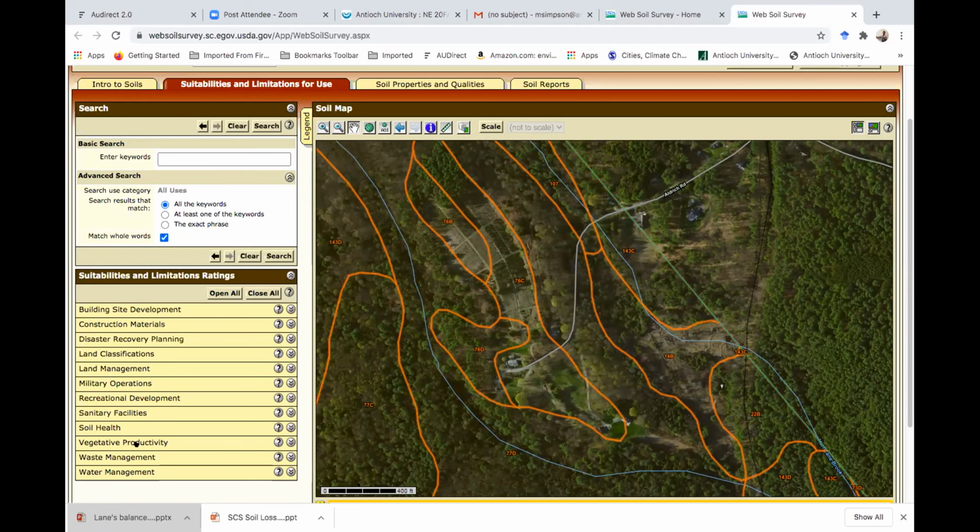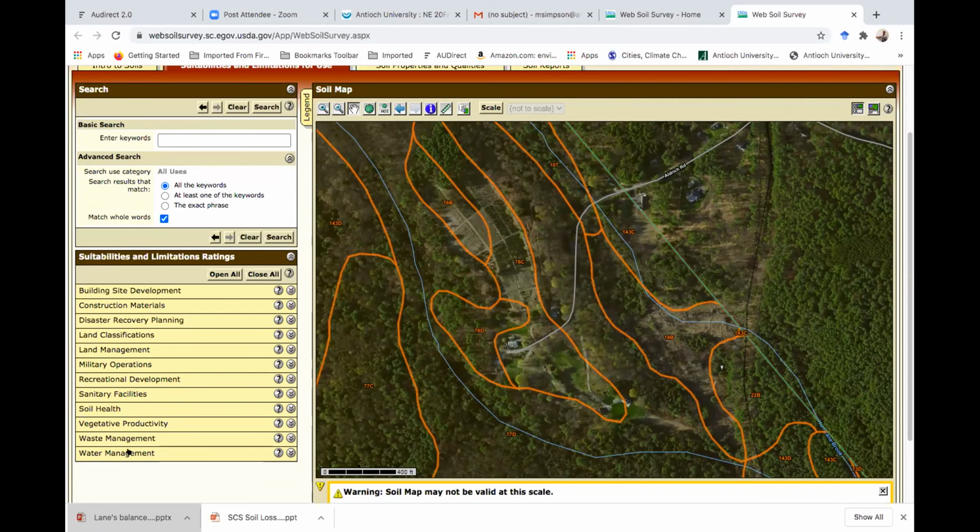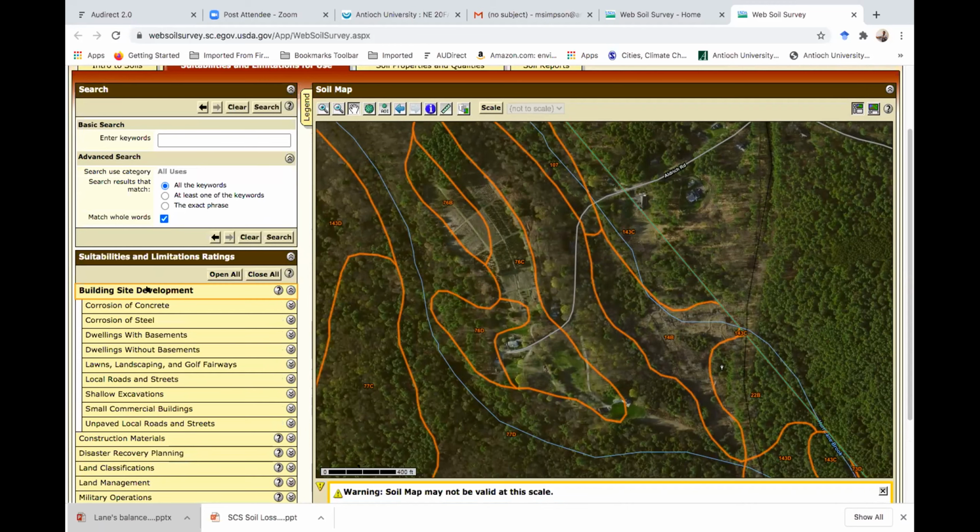Soil health. And then it has its characteristics for, is it good for vegetation? Is it good for waste management? And what are its hydrologic characteristics? That's what water management is. Okay, so if I just go to building a construction site, I click on it, then it has a whole lot of subcategories. Is it good for shallow excavations?